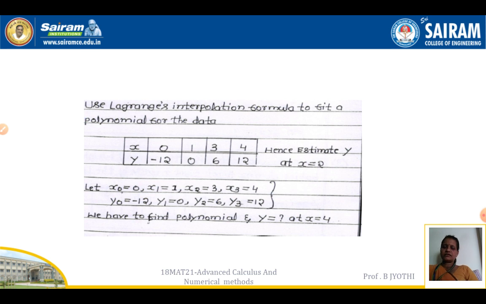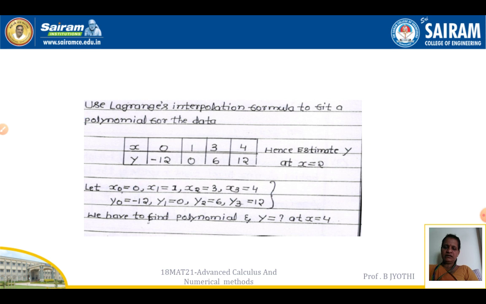Next, use Lagrange's interpolation formula to fit a polynomial for the data. Here, x will not be substituted in the beginning. Here they have given to estimate the value of y at x equals 2, so it should not be put in the beginning as an x value. We should keep x as it is. Only x0, x1, etc., y0, y1, etc. should be substituted in the formula, except x, so that we get a polynomial. On simplification we get a polynomial.